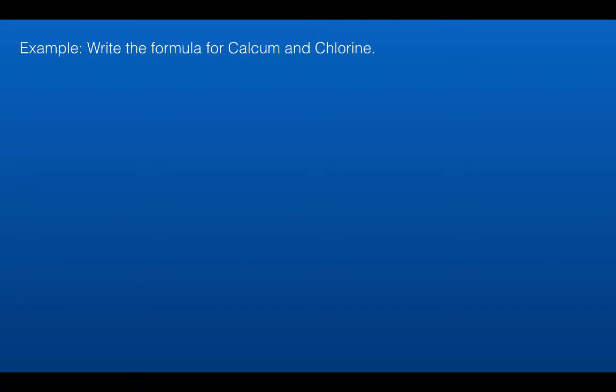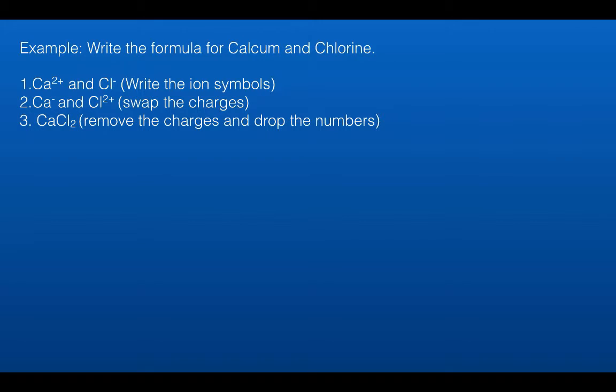Example: write the formula for calcium and chlorine. Calcium forms Ca2+ ions, and chlorine forms Cl- ions. Calcium and chloride, you swap the charges, so Ca- and Cl2+. Drop to make them subscripts and remove the charges. The final formula is CaCl2.